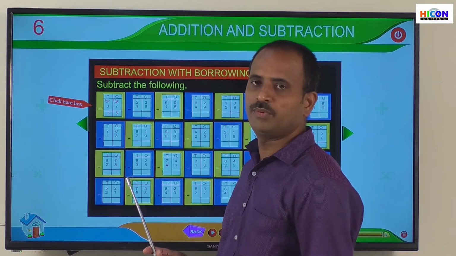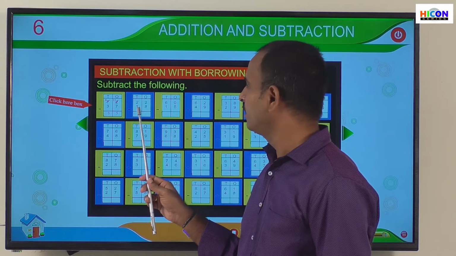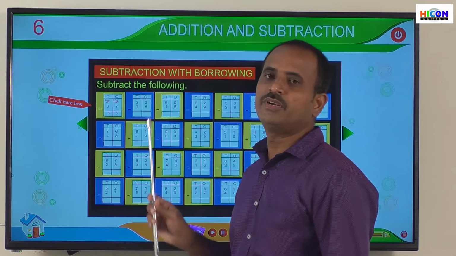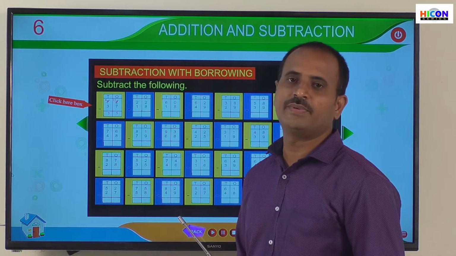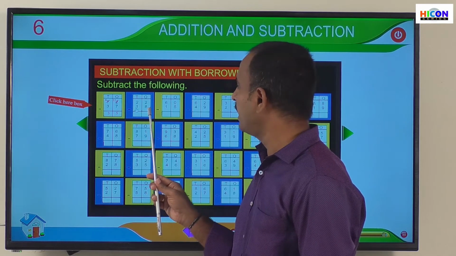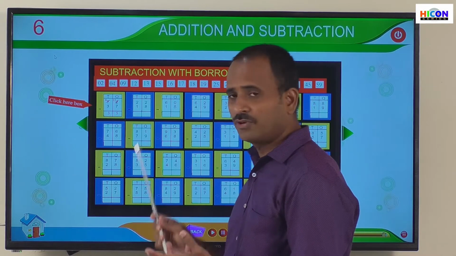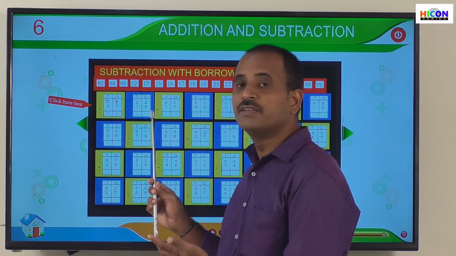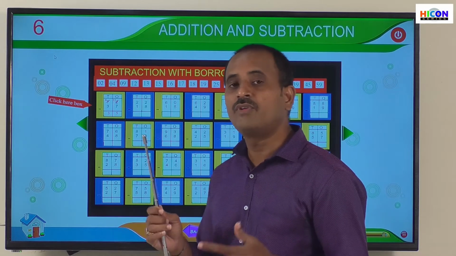So let us see the next problem here. What is the first number here? 22. And what is the second number? 18. So now we have to subtract 18 from 22. First subtract the digits present in the ones place. What are the digits present in the ones place? 2 and 8. So subtract 8 from 2. Is it possible? Can we subtract 8 from 2? No. Because here 2 is the smaller number and 8 is the greater number. We cannot subtract 8 from 2. Then what do we have to do?